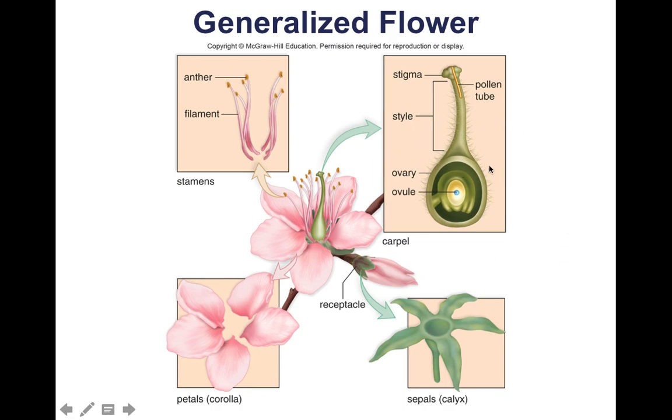And then at the base here we're going to have the ovary. The ovary will develop into the fruit later, and then the ovary will contain at least 1 ovule, and the ovule is going to contain the female gametophyte, which will have an egg, and it's the ovule that will form the seed after fertilization.